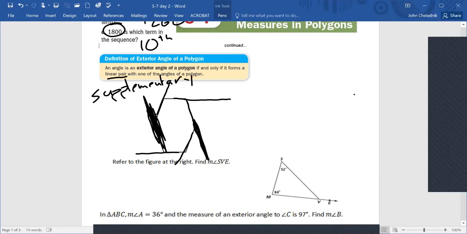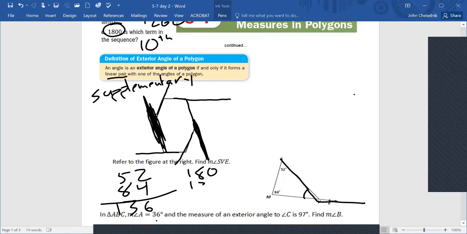All right, so moving on to some actual math. It says refer to the figure at right. Find the measure of angle SVE, which is this angle right here. Triangles, the angles inside of them add up to 180. So to find this angle, I'm going to take 52 plus 84, and that comes out to 136. If I take 180 minus 136, we're going to get 44. So this angle is 44 degrees.